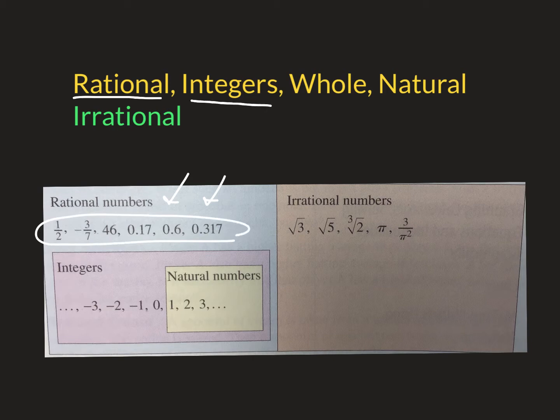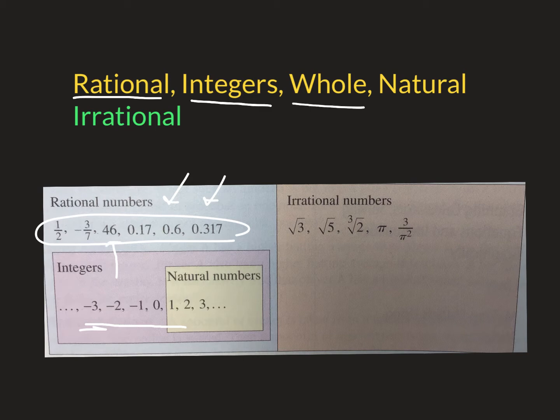Integers. Integers are positive and negative whole numbers. You can see these right here, the purple box. -3, -2, -1, 0, 1, 2, 3. It keeps on going and going. Notice no fractions, no decimals in the integer. Every integer is also rational.